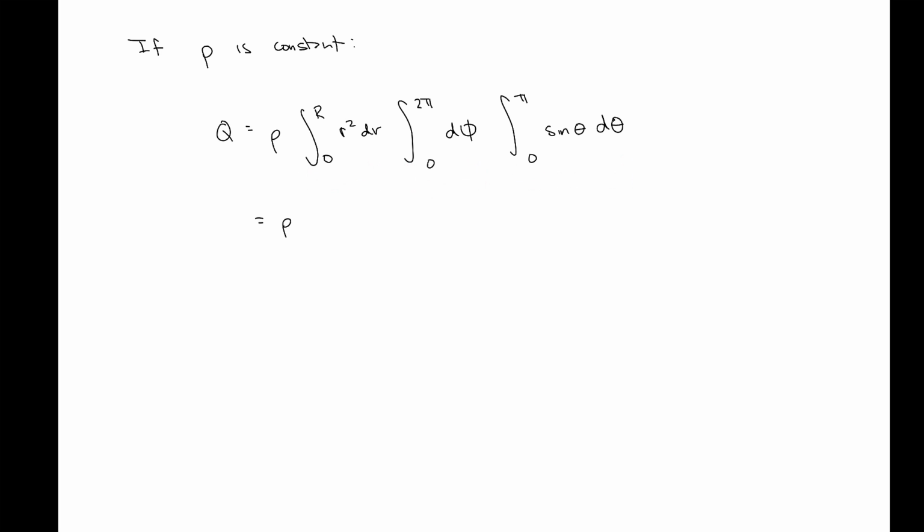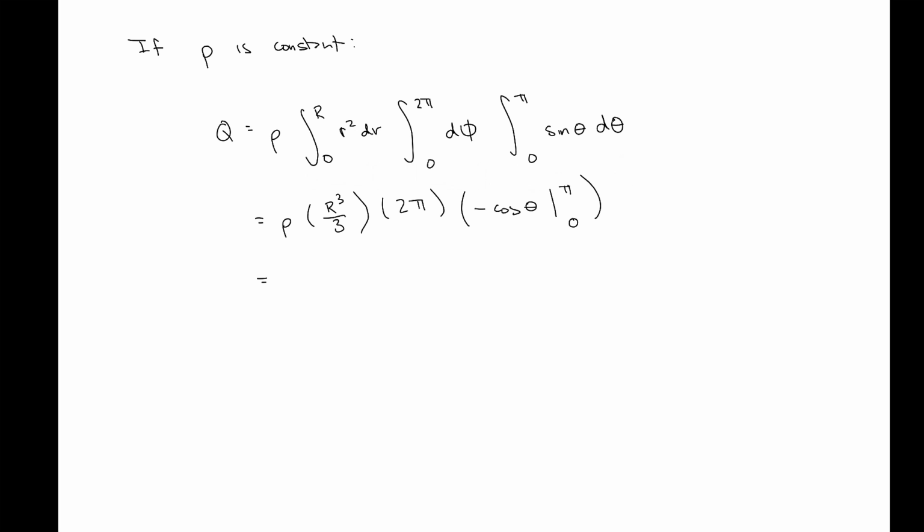So you end up getting rho. When I do the first part, I end up getting R cubed over 3. Okay, hopefully that makes sense. The next one is easy, I just get 2 pi. And then the final bit, I'm going to get negative cosine of theta, and I have to take that from the limit of pi to 0.